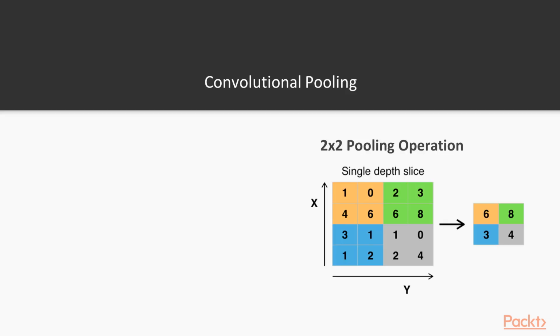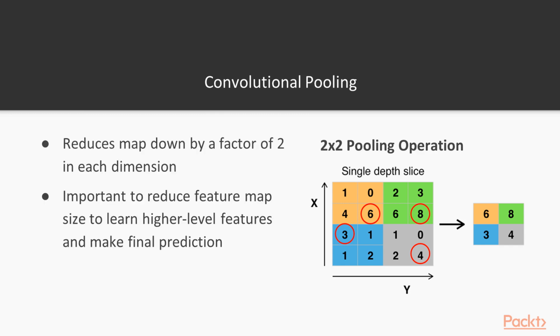With pooling, what we want to do is reduce the size of our map. The way a max pooling operation would work, in this case, is we have some features here, and we want to reduce it from a 4x4 down to a 2x2. What we can do is take the max of each grid here and say that that is our new grid. This reduces our map down, and this is important to reduce the feature map size so we can learn higher level features and then eventually make our final prediction.